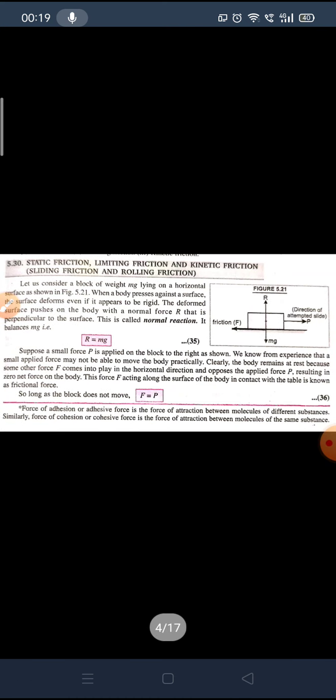Okay, so it is clear to you now that, according to the modern view, the force of friction is due to the force of adhesion or cohesion. As the force of cohesion is very large in comparison to the adhesion force, in such cases you will find more friction. Okay, so now we'll see static friction, limiting friction, and kinetic friction. First of all, static friction.